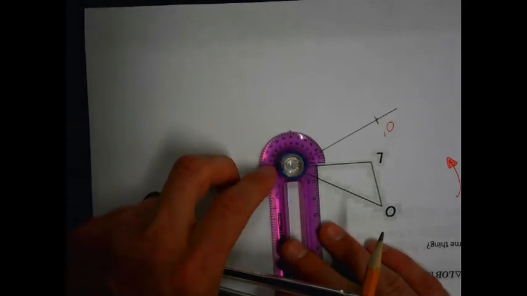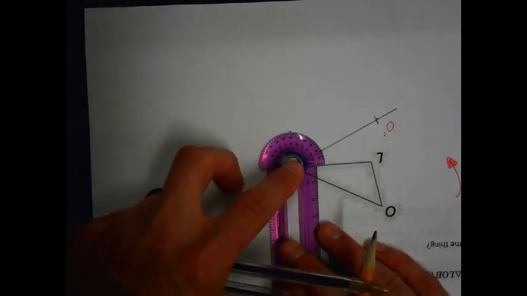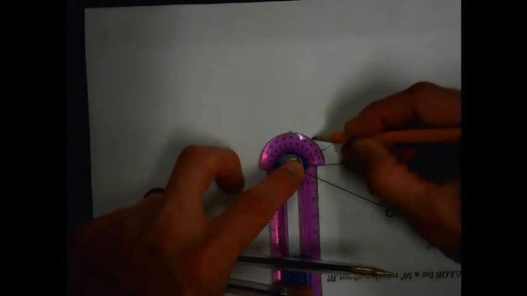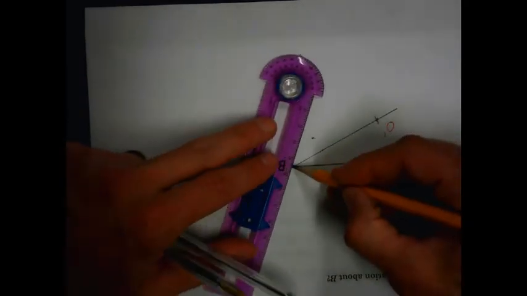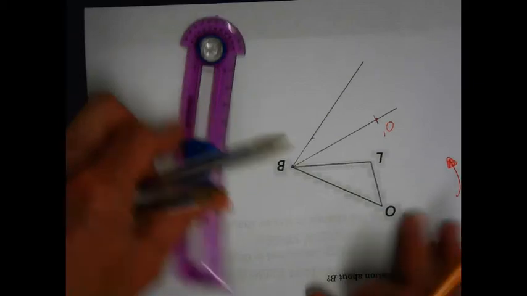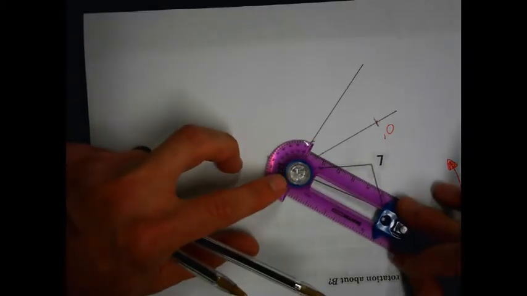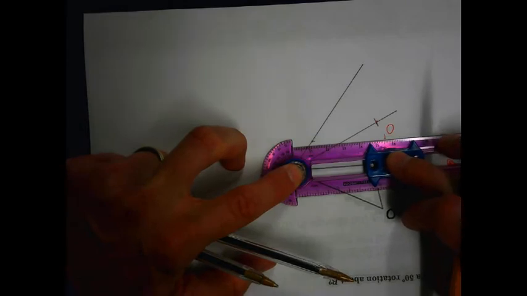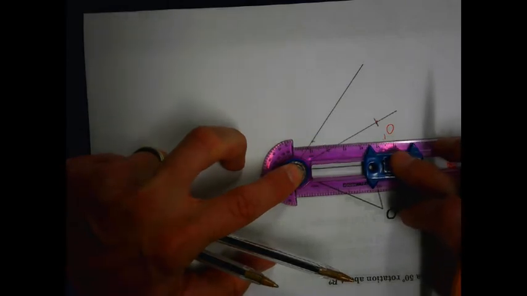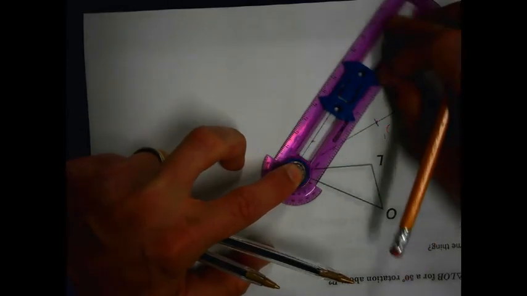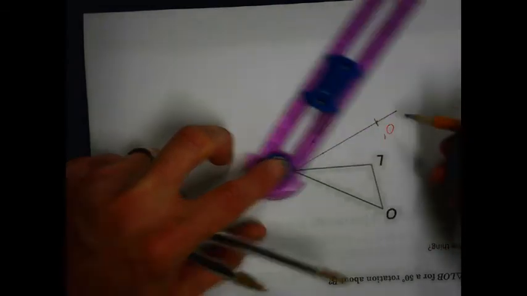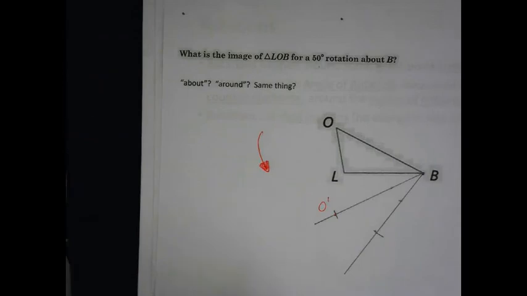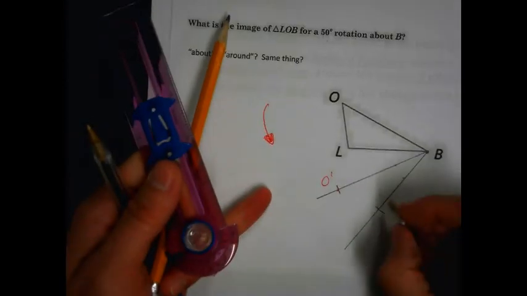LB is like my 0-degree angle now. And so I measure 50 degrees right there. Make my ray, because we make it ray around here. And then we measure our segment that was there. So we can copy segments. And boom, all set. Ta-da! There's my new L, so my L prime. Okay, so we have everything set up right there.